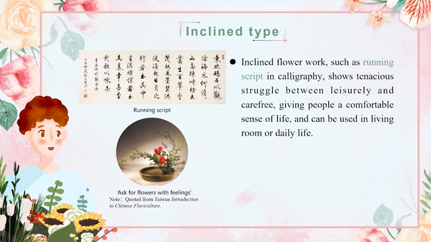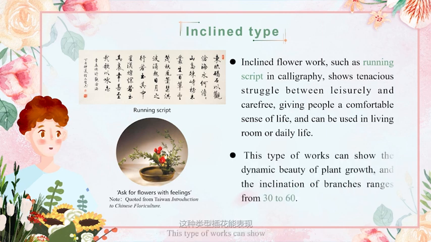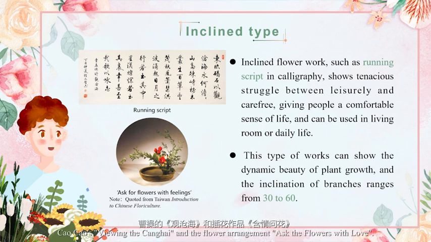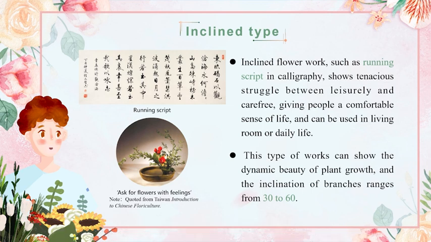Inclined flower work, such as running script in calligraphy, shows a tenacious struggle between leisurely and carefree, giving people a comfortable sense of life, and can be used in the living room or daily life. This type of work can show the dynamic beauty of plant growth, and the inclination of branches ranges from 30 to 60 degrees. As shown in the figure are the Chinese calligraphy work Chao Chao's, Viewing the Songhai, and the flower arrangement, Ask the Flowers with Love.